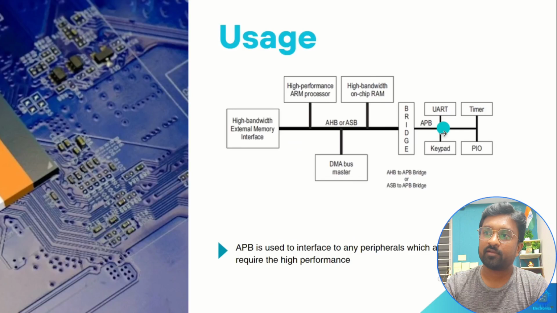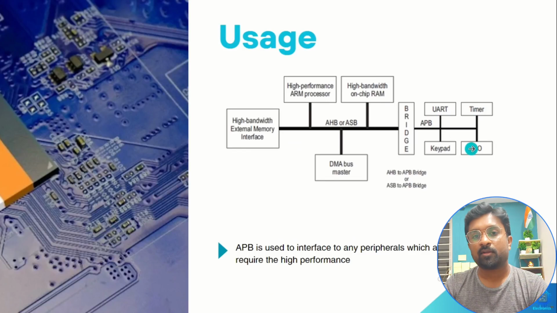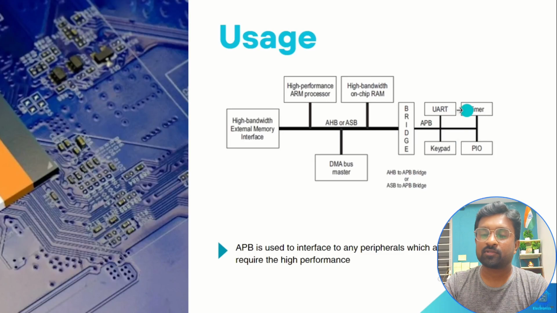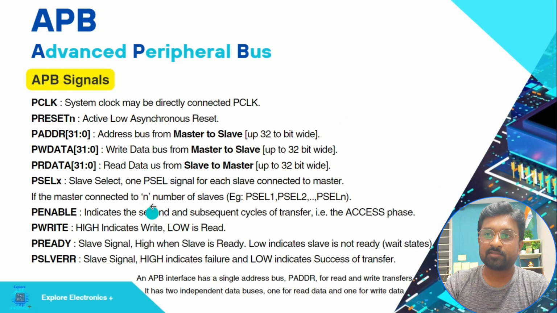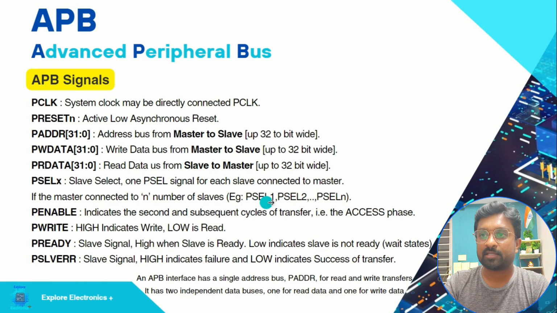We have UART, we have keypad, we have timer, and we have PIO. So in these cases, there are 4 slaves here. We require separate indication to identify which slave it is. So let us take UART is slave 1, timer is slave 2, keypad is slave 3, like that. So if we have n number of slaves, we need to identify them with P select 1, P select 2, P select 3, and so on.